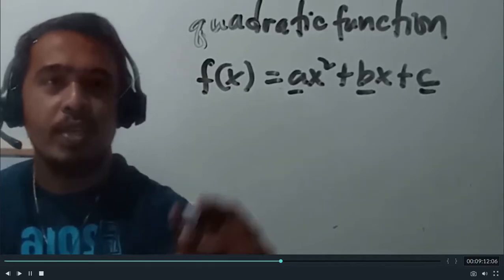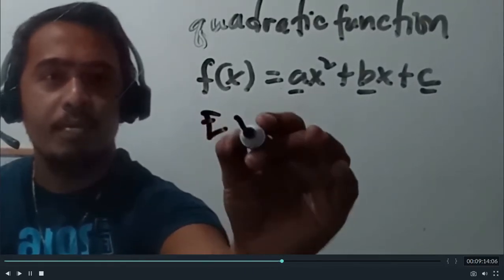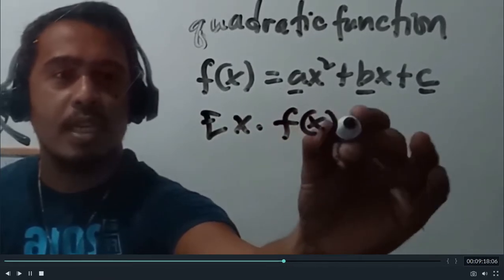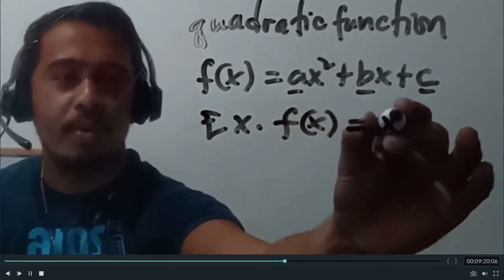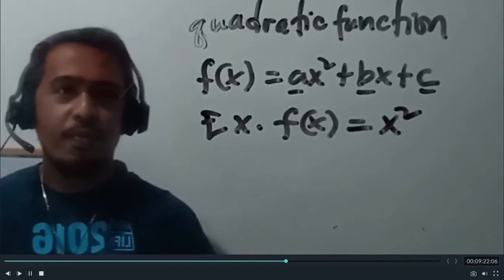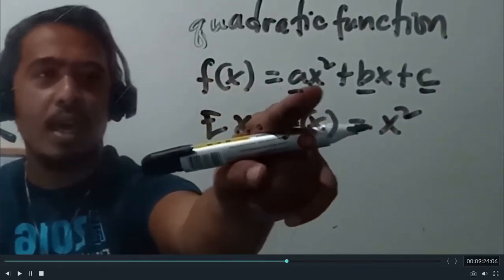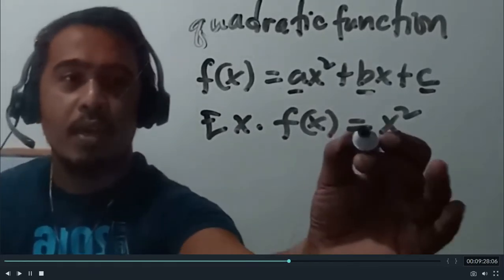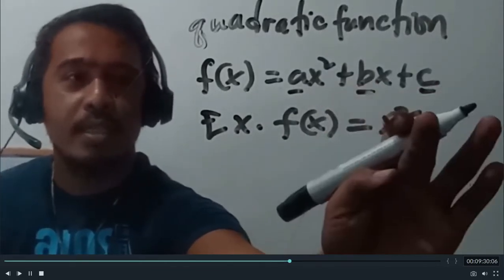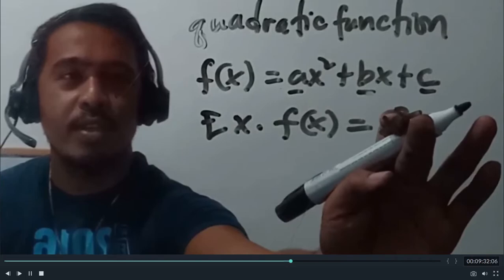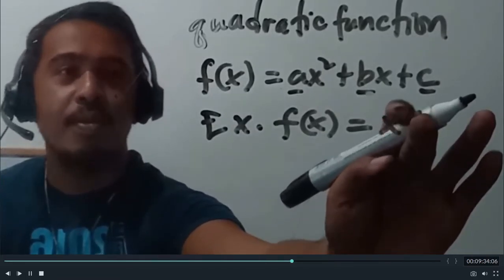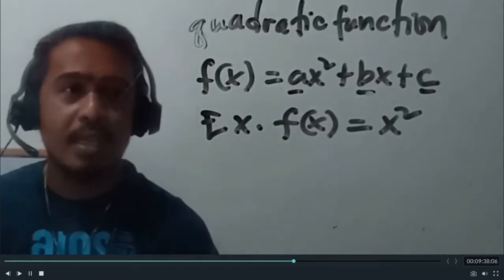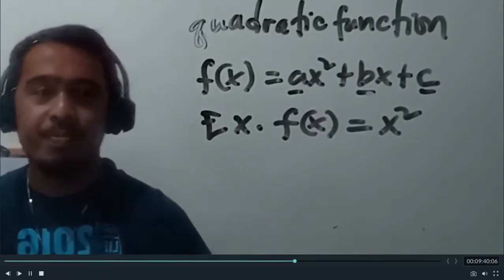So let us consider an example. Graph the function f of x equal to x squared. Is it of the form f of x equal to ax squared plus bx plus c? Yes. Your a is 1, your b is 0 because you don't have an x term, as well as the constant term. So it means b and c are 0.